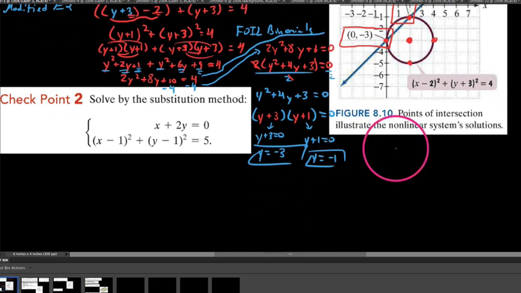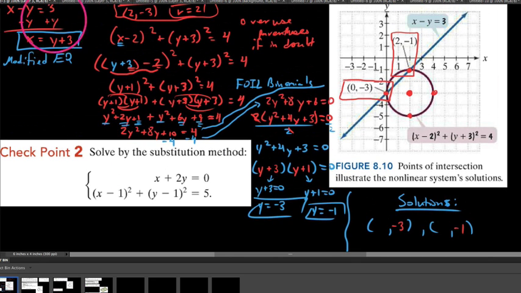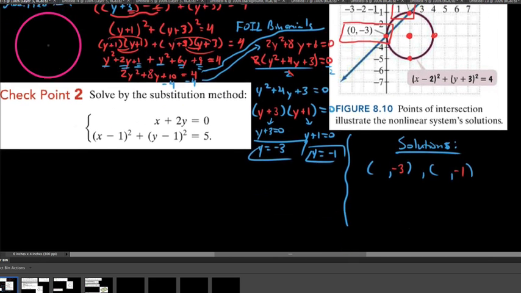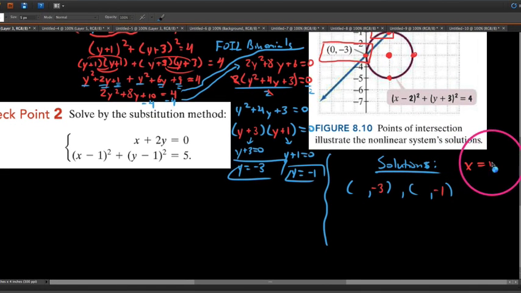Chances are, if you were doing this on a normal basis, you wouldn't have Desmos and you wouldn't have this graphed, and if you didn't know how to graph, you'd have to do it algebraically. So you want to make sure you keep your work really straightened out here. What we know is we got two different y values: one of them is negative 3 and the other is negative 1. So we're going to grab that modified equation, remember, x = y + 3, and substitute back into it to come up with our x values.